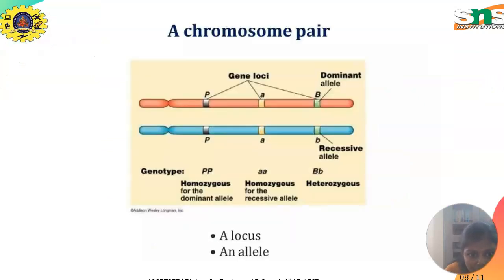The chromosome pair can have genotypes PP, AA and BB: homozygous for the dominant allele, homozygous for the recessive allele, and heterozygous will be present. The locus and allele will be present.